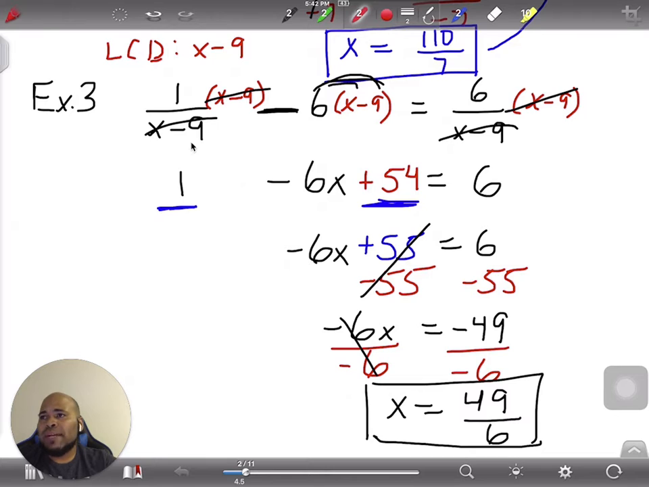Well, what will make my denominator 0 is positive 9. And if you're not sure what it is, just grab every factor that you have. In this case, you only have one factor, which is x minus 9. And you're going to set it equal to 0, and then you solve for x.